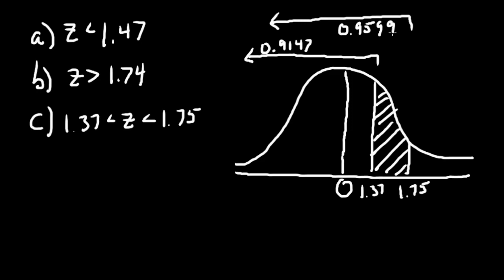Now we need to use those 2 values to find the area that we care about. How do we do that? Well, this just requires a little bit of thinking, but if we know that the total area from 1.75 all the way to the left is 0.9599, and we know the area from 1.37 to the left is 0.9147, we don't care about that area.